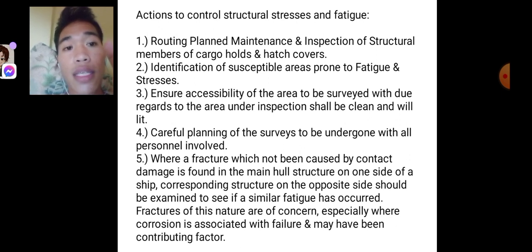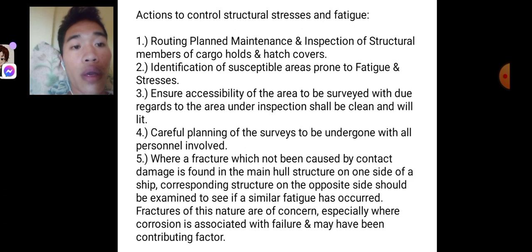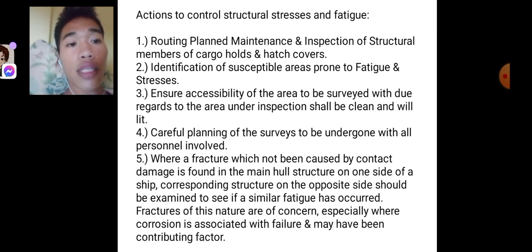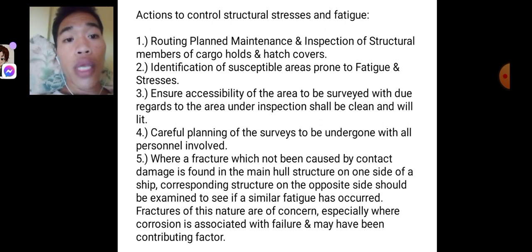The last is when a fracture which has not been caused by a contact damage is found in the main hull structure on one side of the ship, the corresponding structure on the opposite side should be examined to see if a similar fatigue has occurred. Fractures of this nature are of concern, especially where corrosion is associated with failure and may have been a contributing factor.